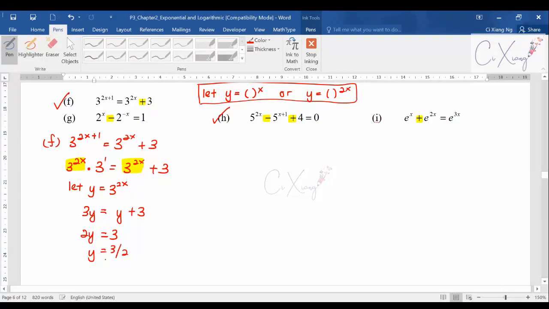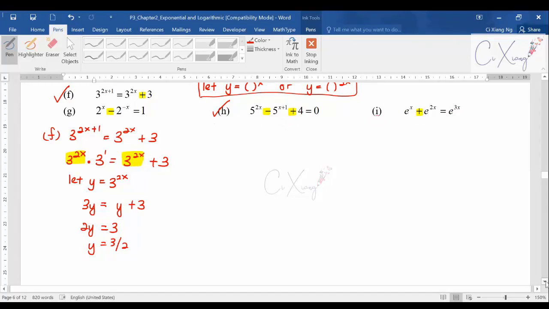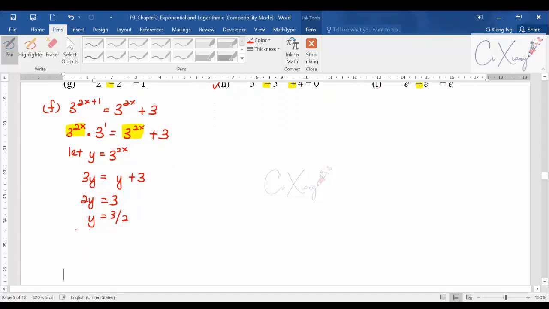And now, this is not your final answer because your final answer should be in terms of x, not the value for y. Therefore, you need to change it again. What is your y just now? 3 power 2x, and it is equal to 3 over 2. So again, you see that this is actually the first pattern I showed you, something with power x equals to a number on the right hand side.